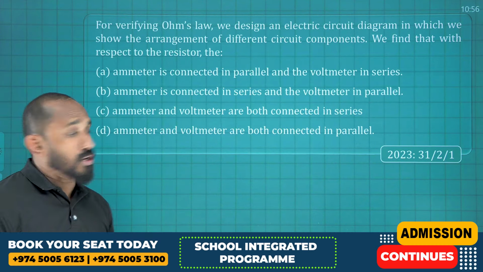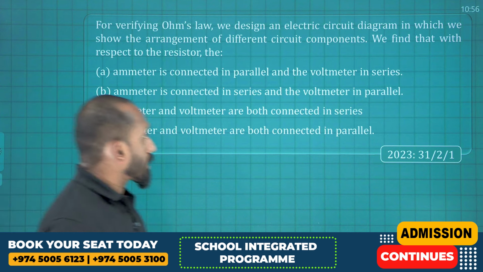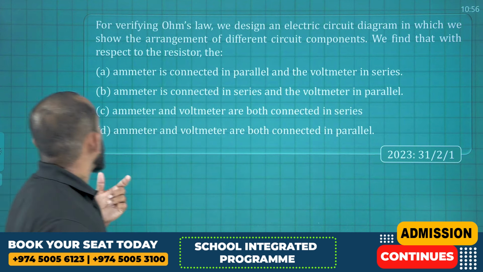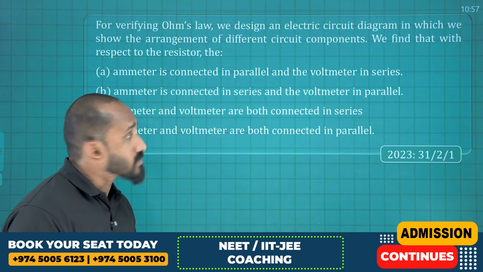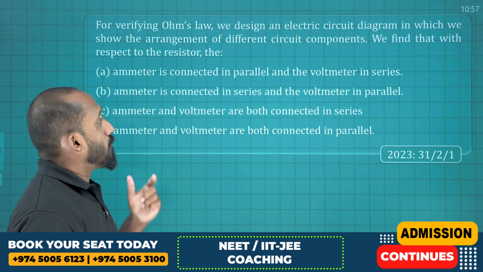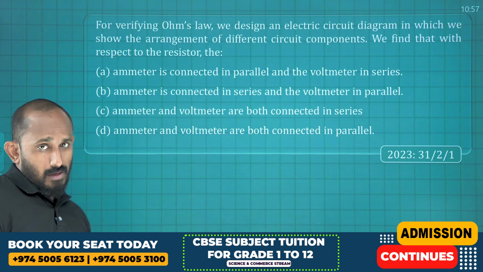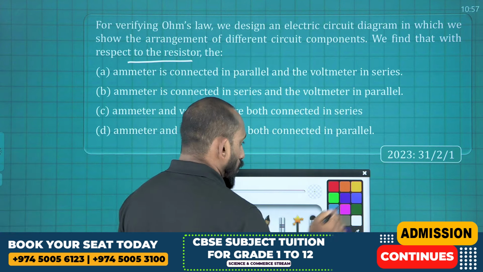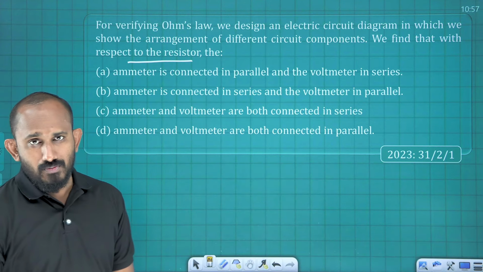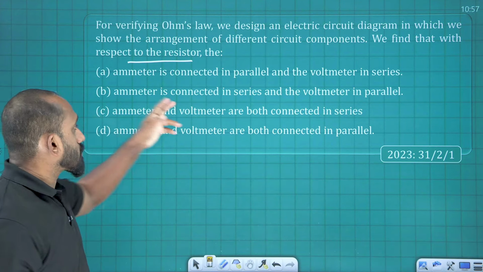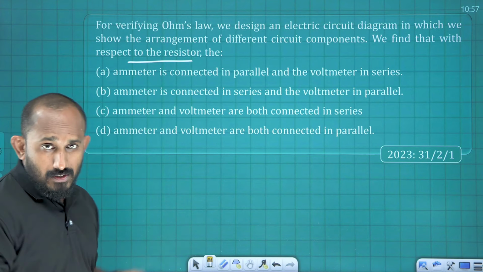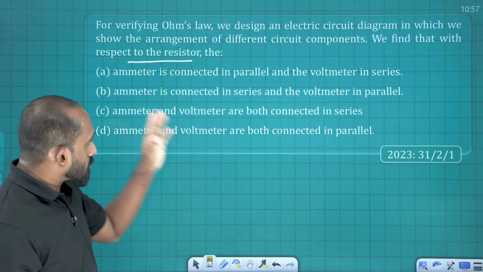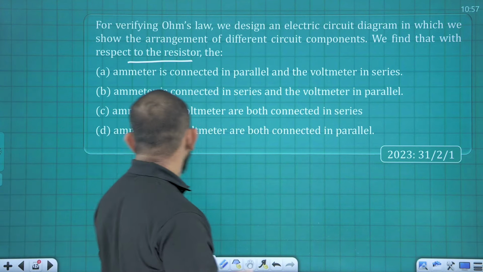For verifying Ohm's law, we design an electric circuit diagram in which we show the arrangement of different circuit components. We find that with respect to the resistor, regarding Ohm's law circuit, the question is: A, ammeter is connected in parallel and the voltmeter in series. B, ammeter is connected in series and the voltmeter in parallel.